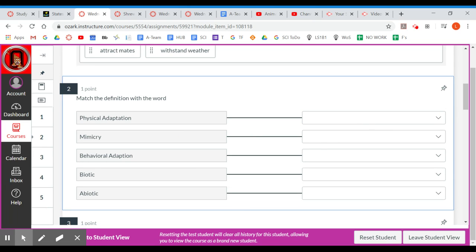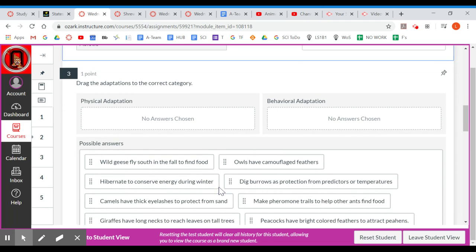So you have physical adaptation, you have mimicry adaptation, behavioral adaptations, biotic factors, and abiotic factors. If none of those are ringing a bell, go back to your notes that you took, because those are definitely things you wrote down. In fact, they were from the first website. Next one is the category question again.